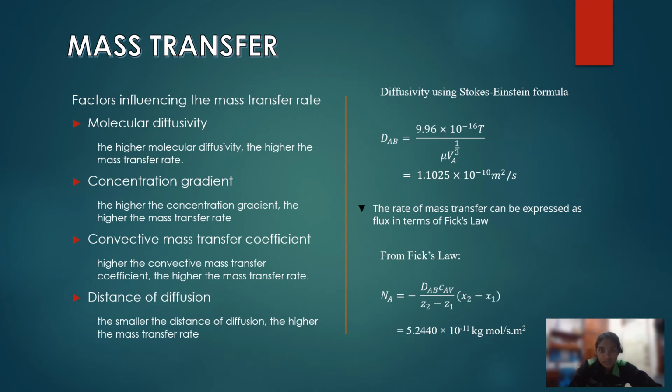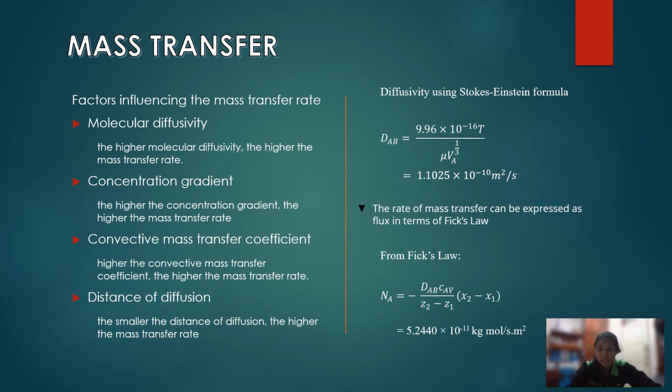The diffusivity DAB is determined by using the Stokes-Einstein formula, where the major components at point 1 and point 2 are caprolactam sulfate and caprolactam. The temperature of the reactor is 343.15 Kelvin and the pressure is at 1 atm. And the diffusivity that is obtained is 1.1025 times 10 to the power of negative 10 meters square per second.